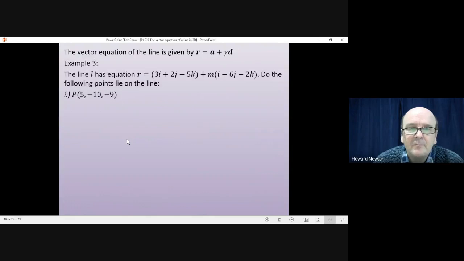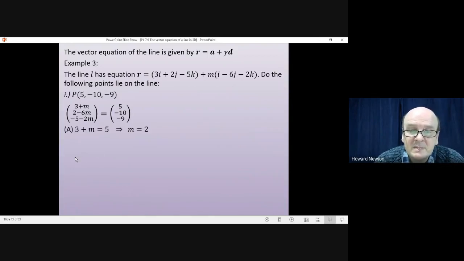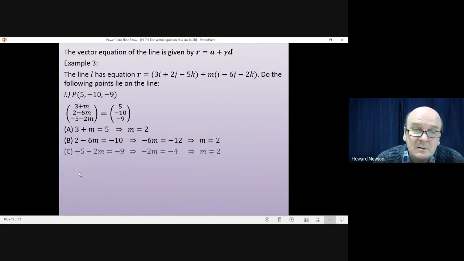Okay, let's have a look. So first of all, looking at the point (5, -10, -9), combining these together to create a single column vector will give me (3 + m, 2 - 6m, -5 - 2m). And the question is, is there some value of m that will give me (5, -10, -9) for the answer? Looking first of all at the i values, 3 + m = 5, which means m is 2. At the j values, 2 - 6m = -10, which also gives me m = 2 for the answer. And then looking at the k values, -5 - 2m = -9, and that also gives me m = 2 for the answer.